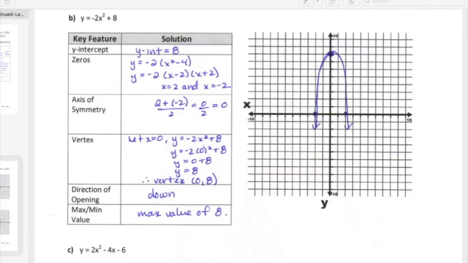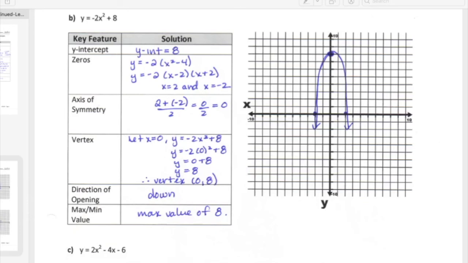So this is a difference of squares, right? So what two numbers am I going to multiply to give me that negative 4? Well, I got negative 2 and positive 2. So my factored form is going to be y equals negative 2, bracket x minus 2, bracket x plus 2. And we know that our x-intercepts, or our zeros, are going to be the opposite of what we have in those brackets. So that means my zeros are going to be positive 2 and negative 2.